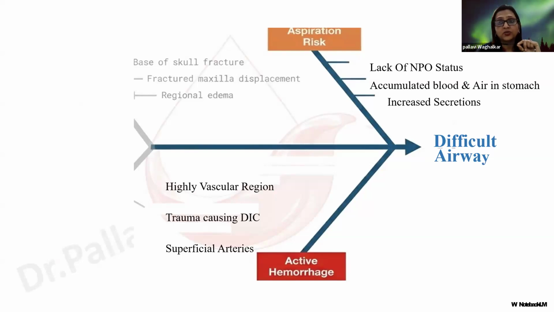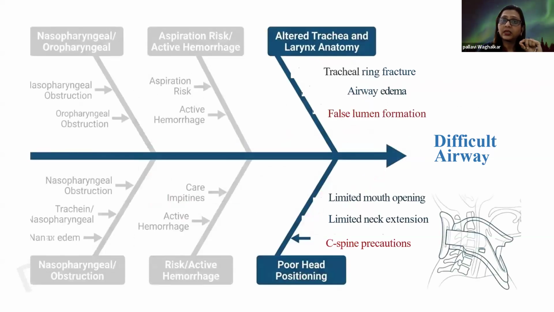Trauma cases may also go into DIC. Because of the trauma, there will be altered tracheal and laryngeal anatomy. A tracheal ring fracture might be there, the airway will be edematous, and there might be false lumen formation when you are managing the airway. Positioning is also difficult in these cases because of limited mouth opening and limited neck extension.